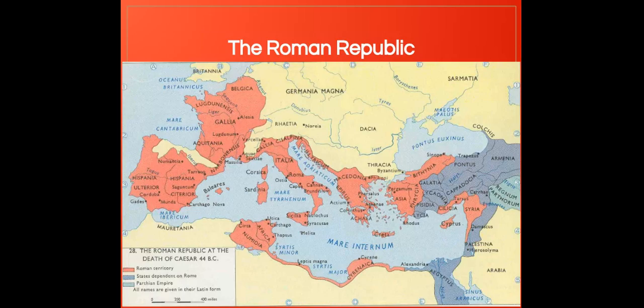And this is how large the Roman Republic is at the death of Julius Caesar in 44 BCE. As you can see, everything in red, so you've got modern day France, which is Gaul, the majority of Spain, parts of Africa, Greece. If you look up, you can see Byzantium. That'll be very important for later because Byzantium is modern day Istanbul, which was Constantinople. So you can see parts of modern day Turkey have been conquered as well.